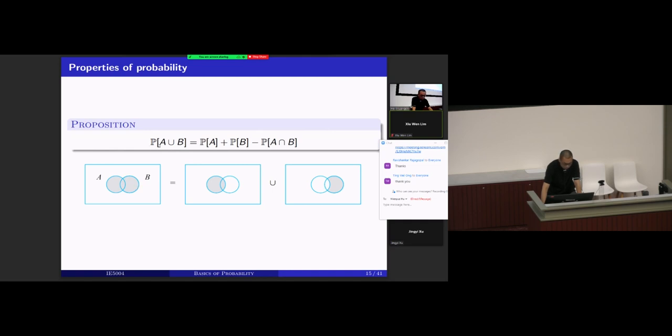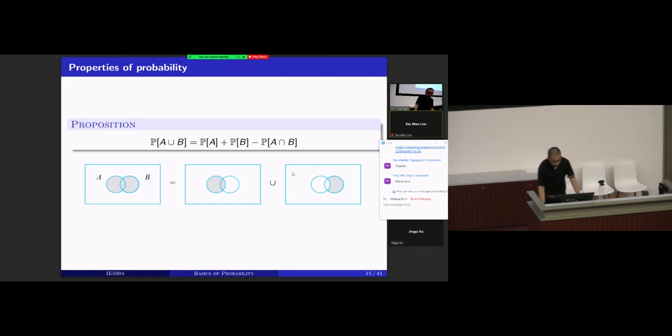We wish to know the probability of them, so we can think of it as just the area of this shaded region, right? We wish to know the area of this shaded region. Actually, this shaded region is just this part, which is A, right? Plus this part. What is this part? This part is B, remove the intersection. So why bother to do this? Because this part and this shaded part, they're disjoint, right? Because if they're disjoint, then the probability of their union is equal to the sum of their respective probabilities, right?